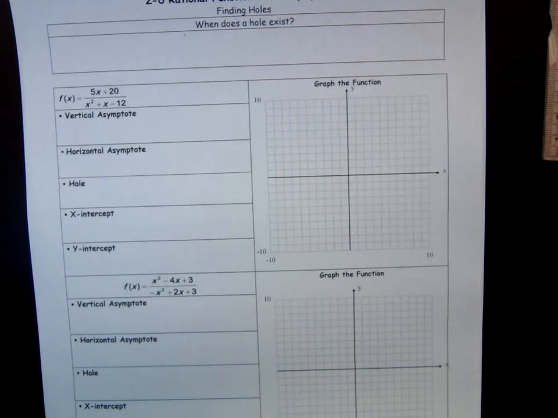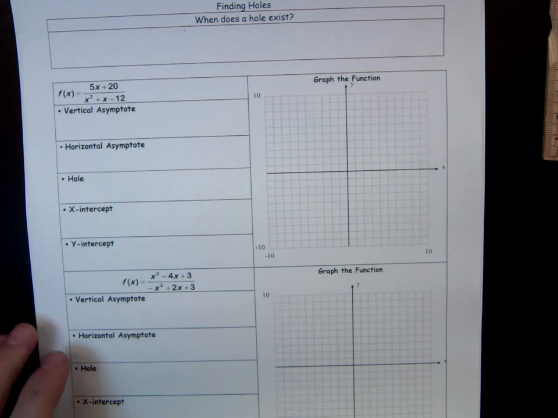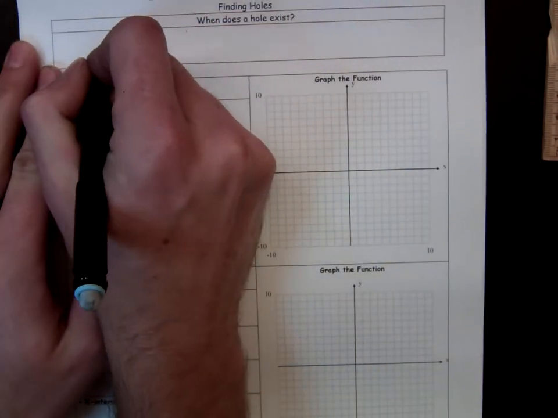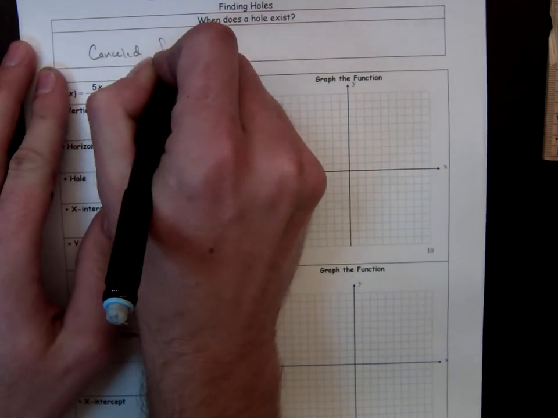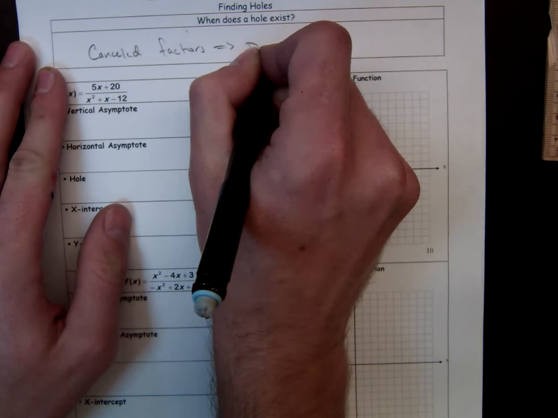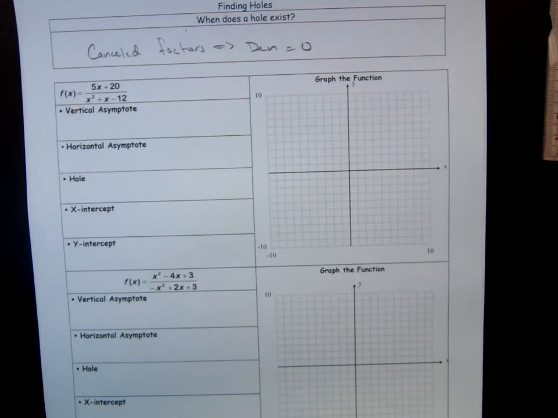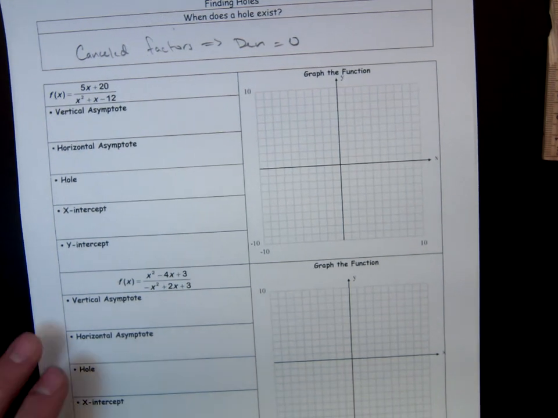All right, guys. So we're going to walk through this. Now, we want to know when holes exist. Holes exist when the canceled factors make the denominator equal to 0. When the canceled factors make the denominator equal to 0.